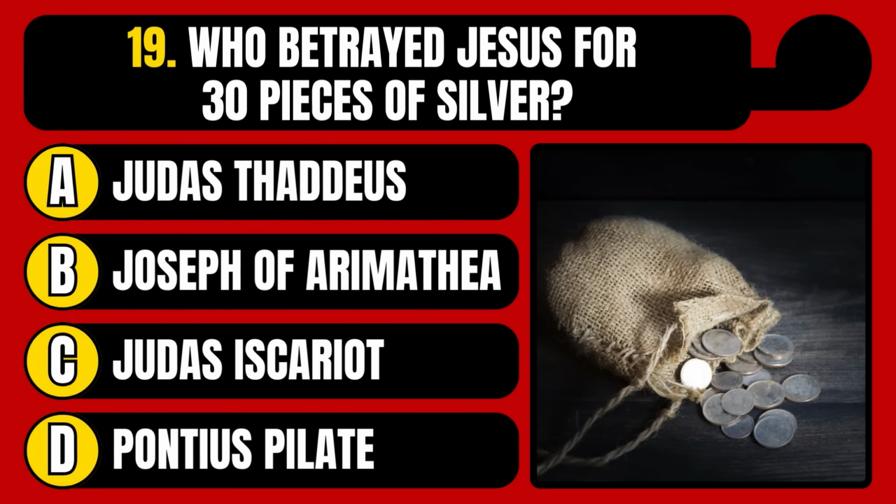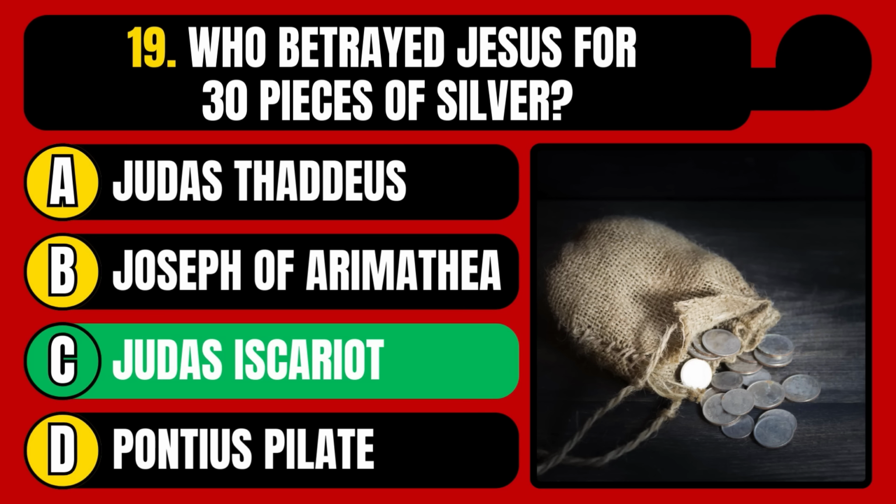Who betrayed Jesus for 30 pieces of silver? Judas Thaddeus, Joseph of Arimathea, Judas Iscariot, or Pontius Pilate? The correct answer is option C, Judas Iscariot.